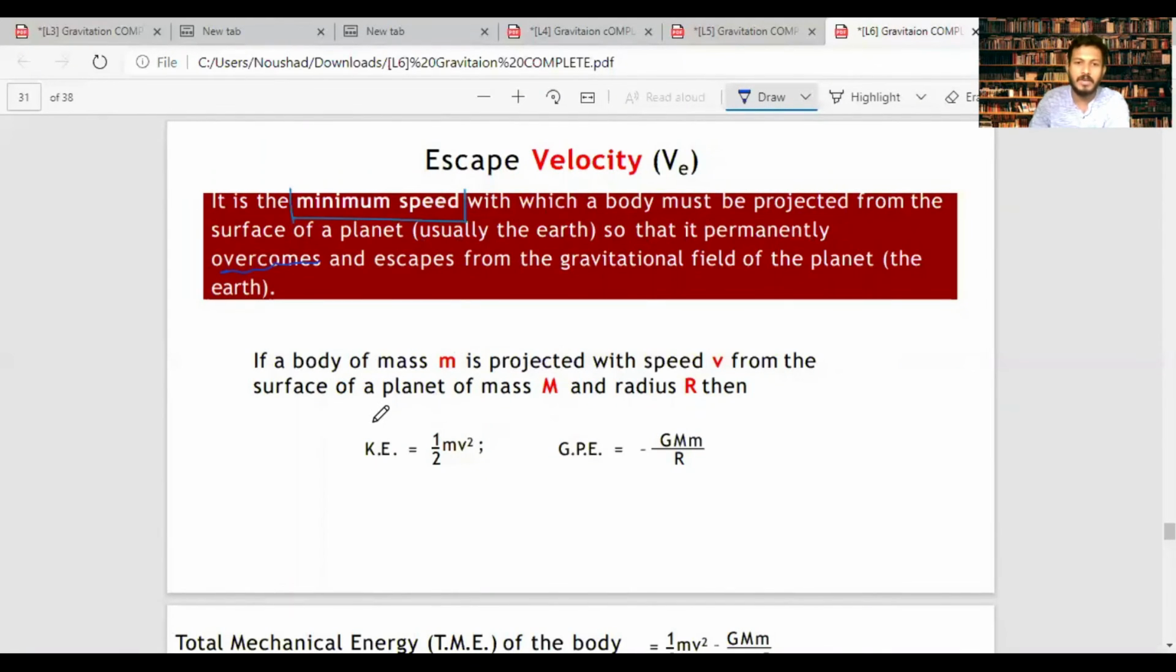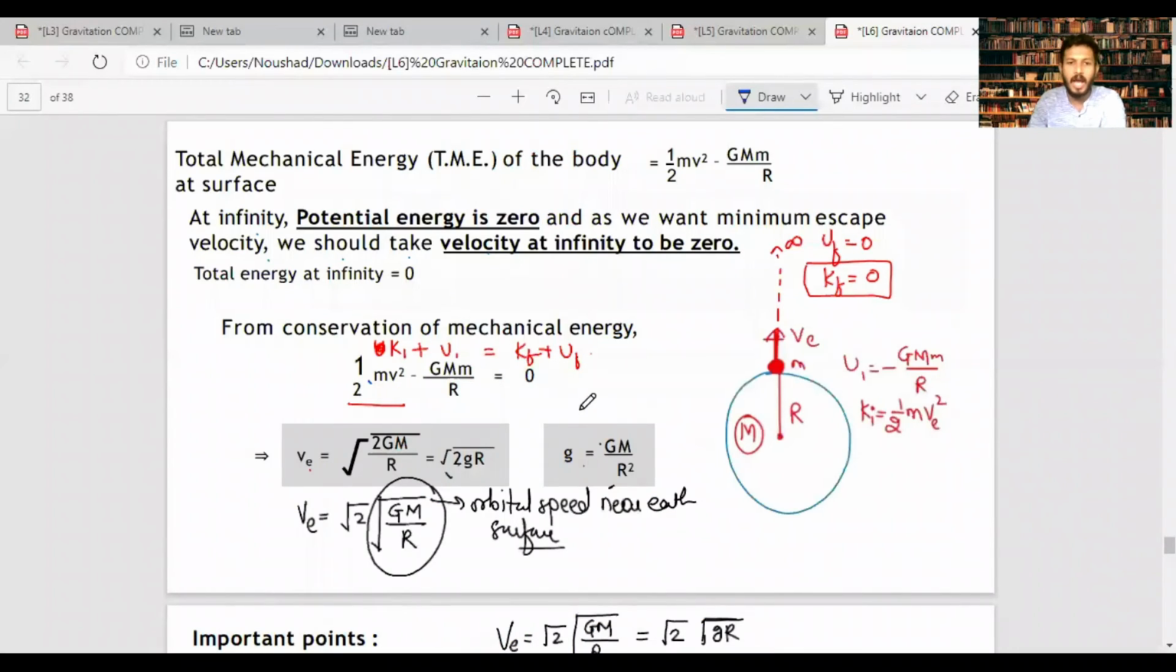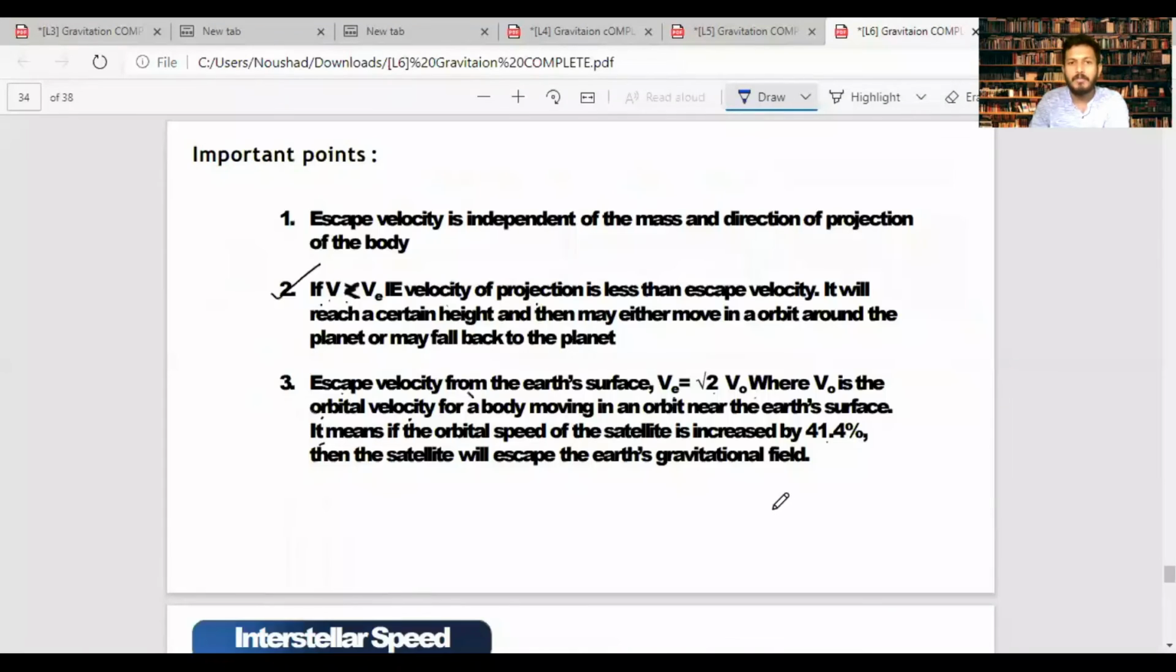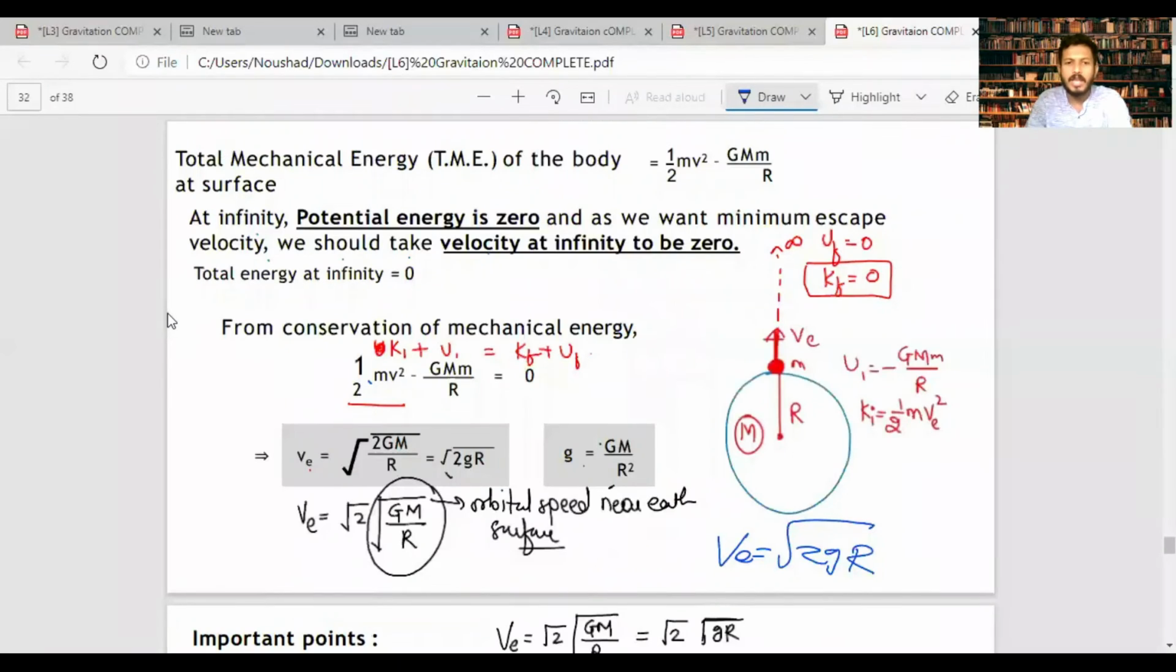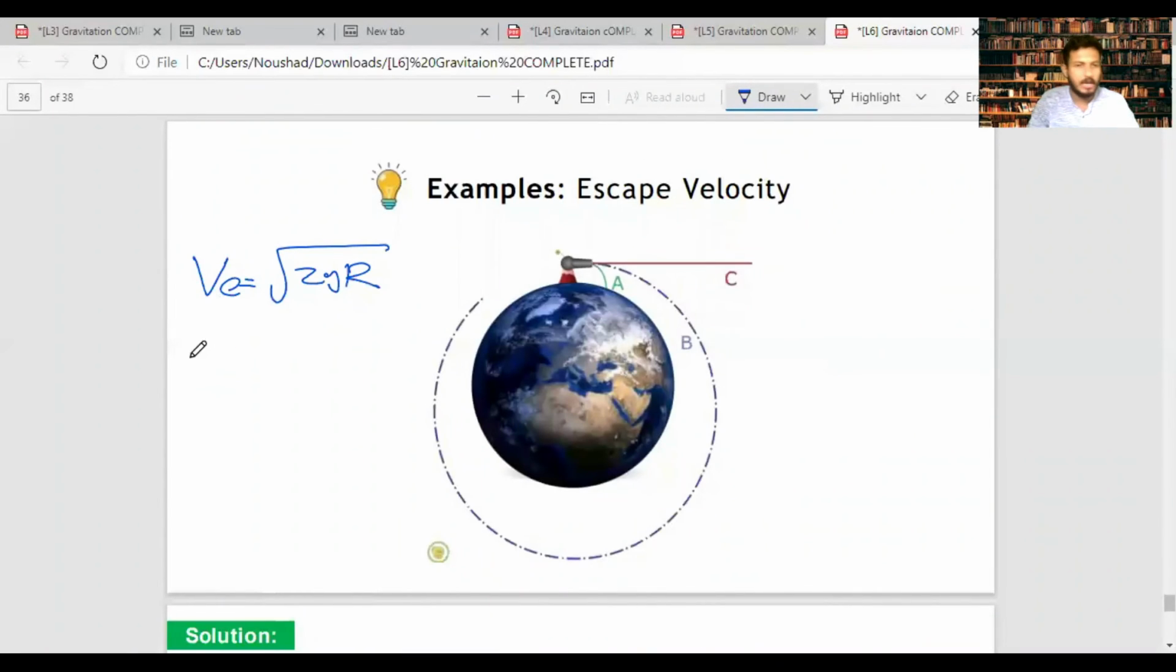Kinetic energy is half mv square, potential energy is minus GMm by r. So the escape velocity equation is root 2gR. Please listen: escape velocity equation is root 2gR. Just study this equation. Also, another equation: escape velocity equals root 2GM by R. What does it mean? GM is gR square.